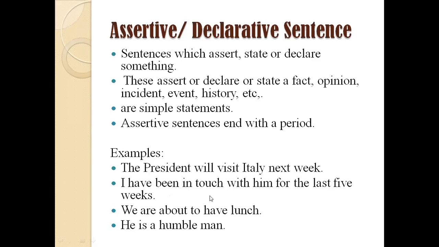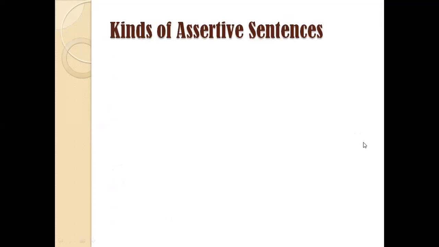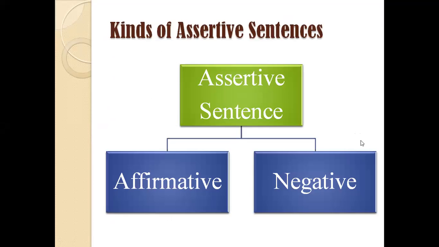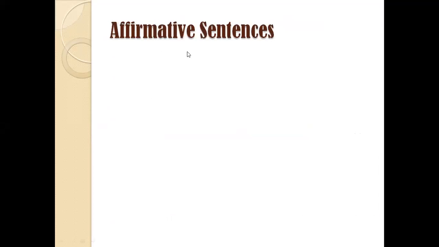So such sentences which declare something, which assert something, are known as assertive or declarative sentences. Okay. Now, assertive or declarative sentences are of 2 types. One, affirmative sentence, another negative sentence. Okay. What does this mean? Let's see. What do we mean by affirmative sentences?